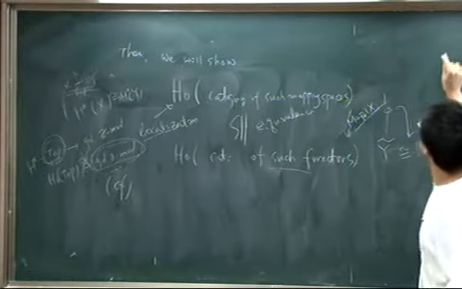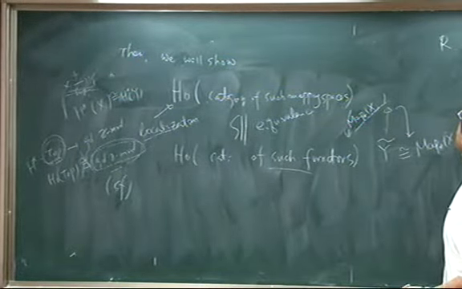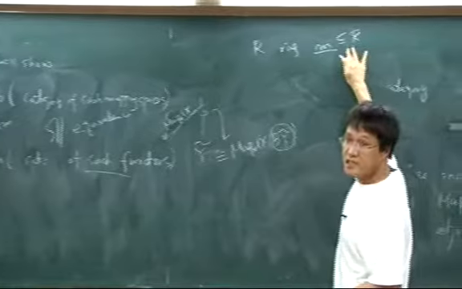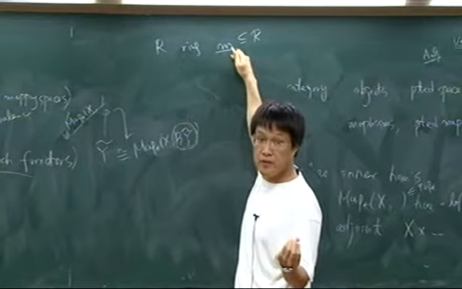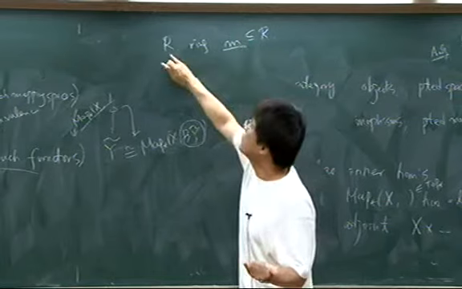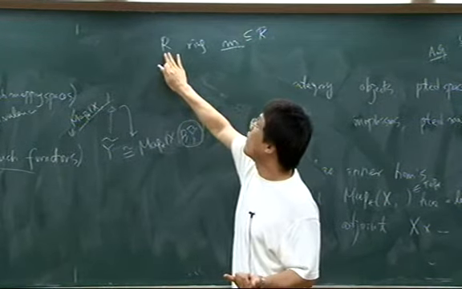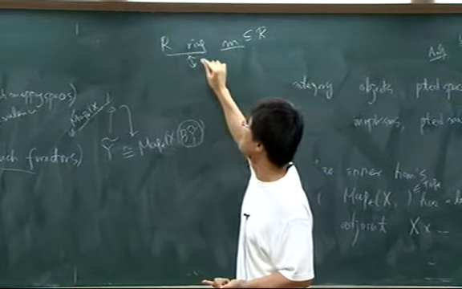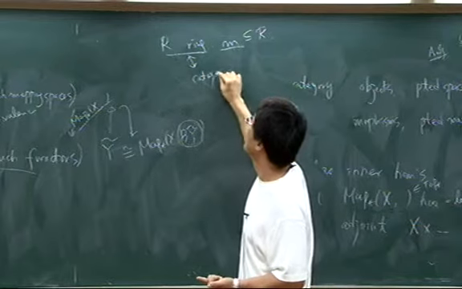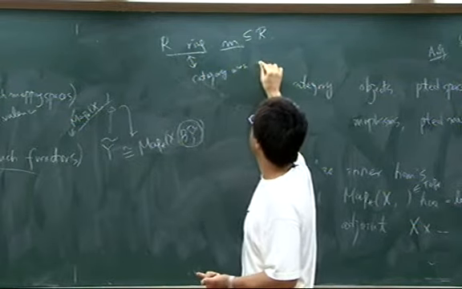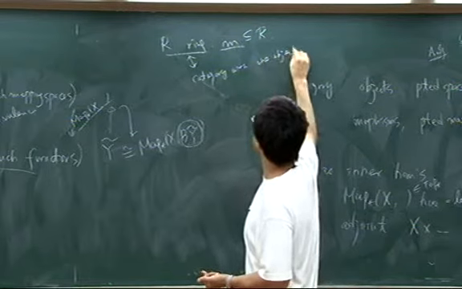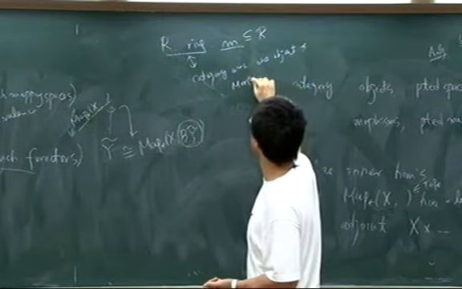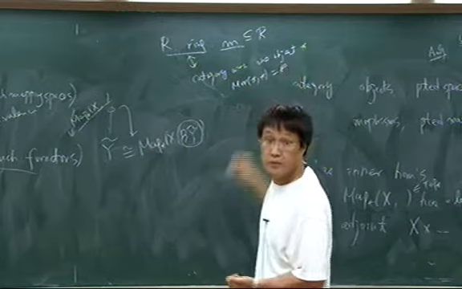What's localization? Localization is just, if you have a ring, then you have some multiplicatively closed set here. So then we can localize, we are inverting those things, right? It's the same thing. You can think of a category with one object, only one object, and morphisms only, let's say star. Then here the morphisms are just R itself.